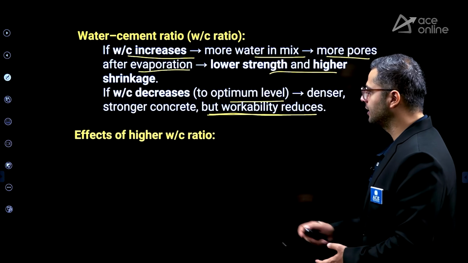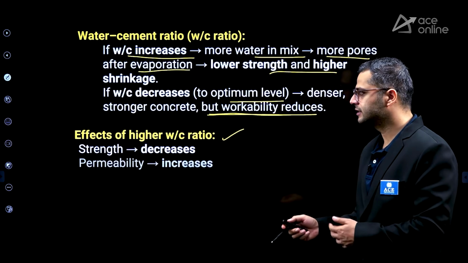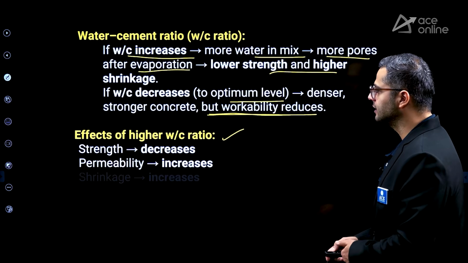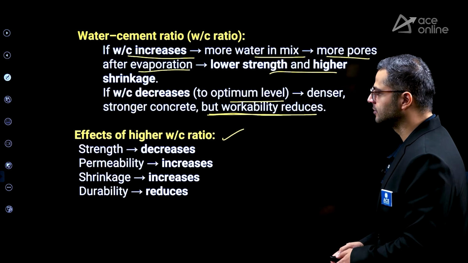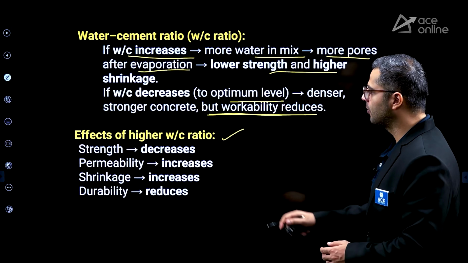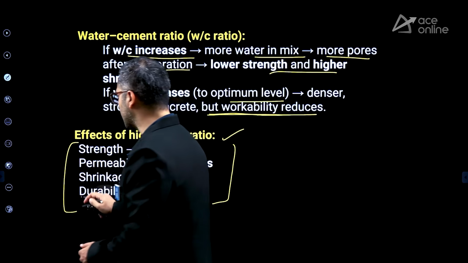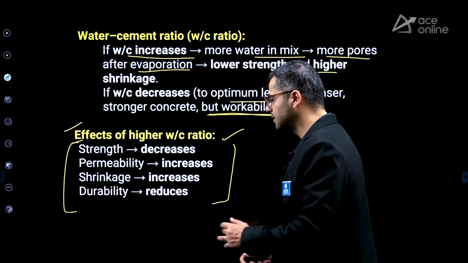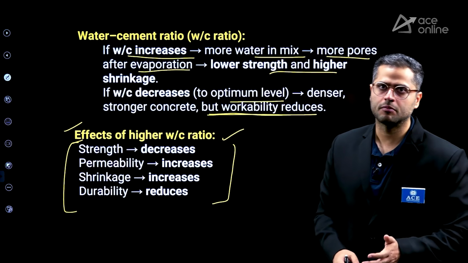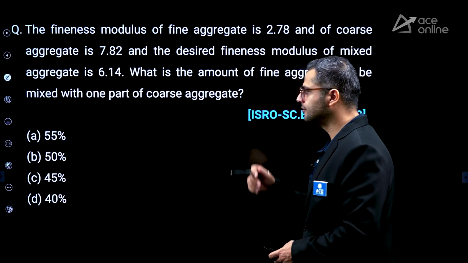So what are the effects of higher water cement ratio? Strength decreases, permeability increases, shrinkage increases, durability reduces, right? So these are the main points which you need to keep in mind based upon the questions which can be asked. In just a short form or shortcuts I have mentioned these for your revision purpose. Apart from that, let's see the next question.